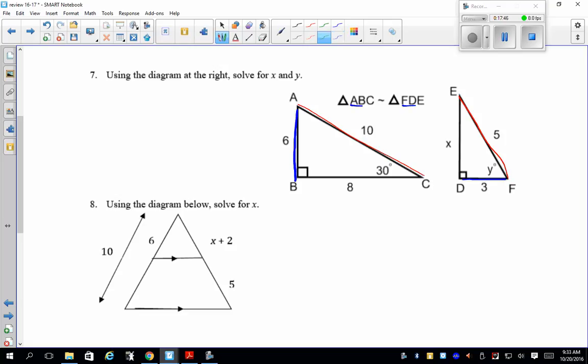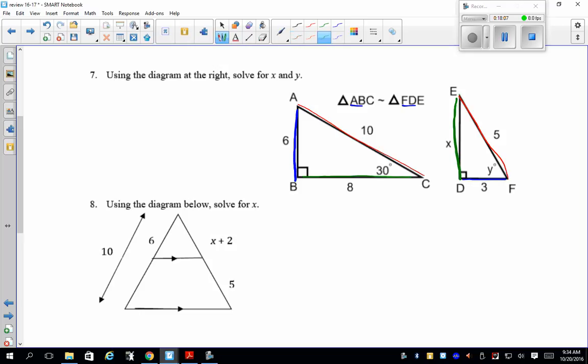And the last side, BC equals DE. Okay, so I can just pick any of the sides that have numbers. It doesn't matter if you pick 6 over 3 or 10 over 5. You'll get the same number either way. But I'm going to solve for x first.